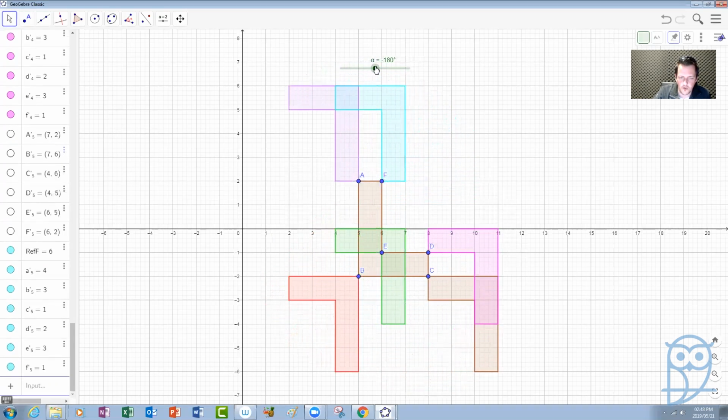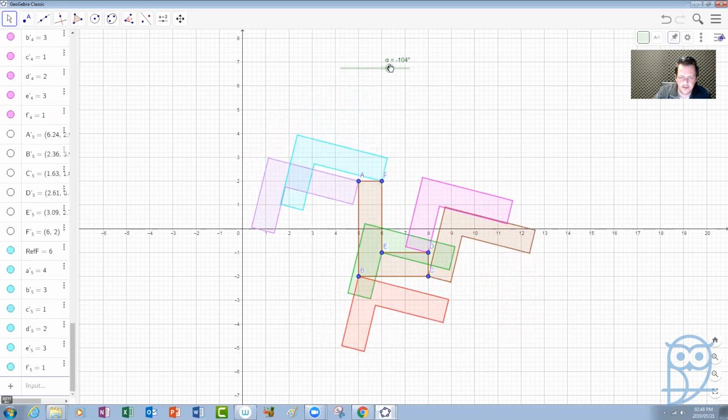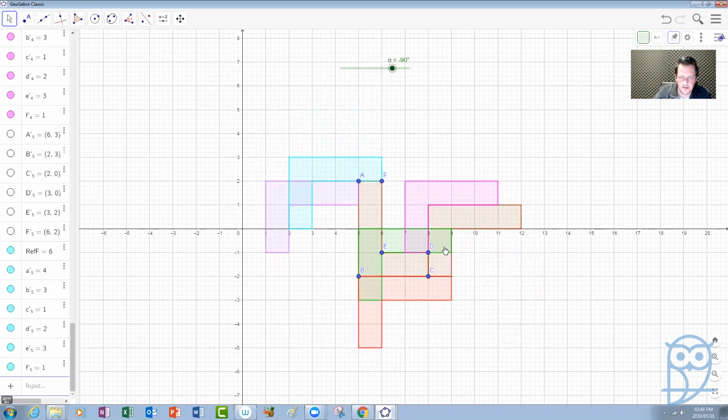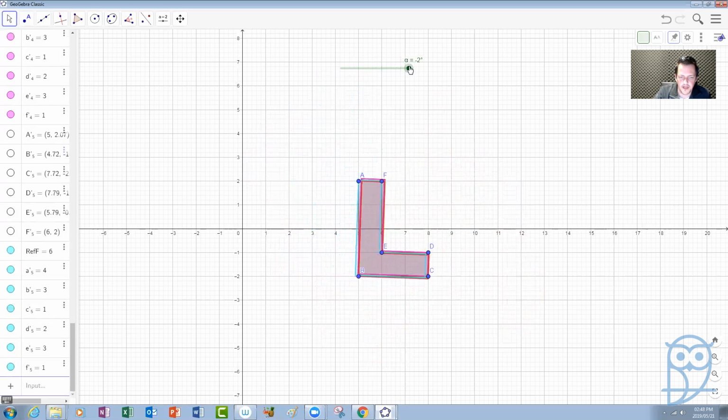180, they go all the way around. 270, they start coming back in. That ended up being quite nice and neat over there. That was quite nice. And they all come and fold back into one. I think that's incredibly cool.